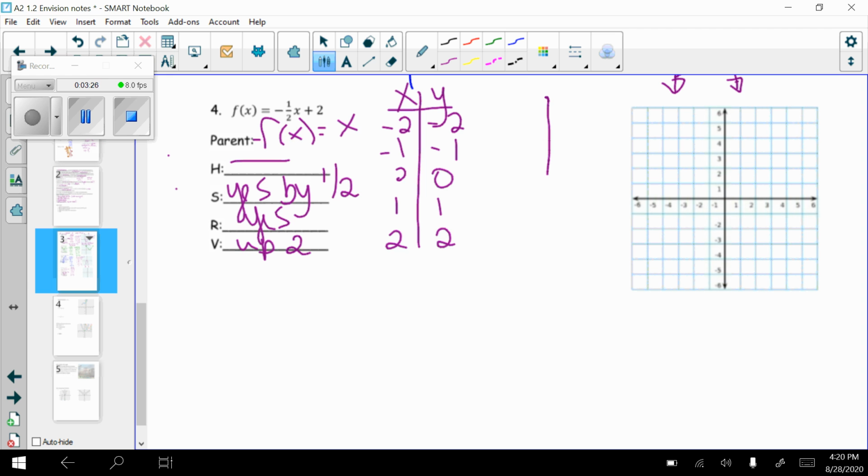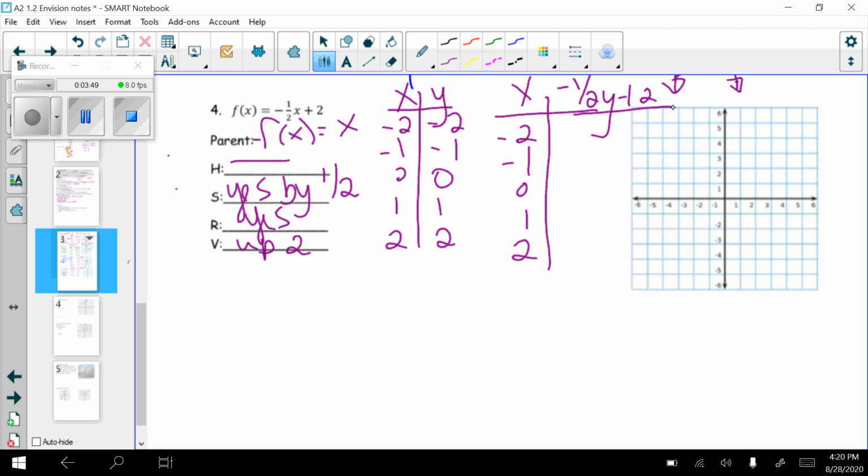So now we want to make our new XY table. There was no horizontal shifting, so the x's will all stay the same. So negative 2, negative 1, 0, 1, and 2. The y's, the s and the r get multiplied by y, so we have a negative 1/2 y. And then the v gets added to it, so plus 2.